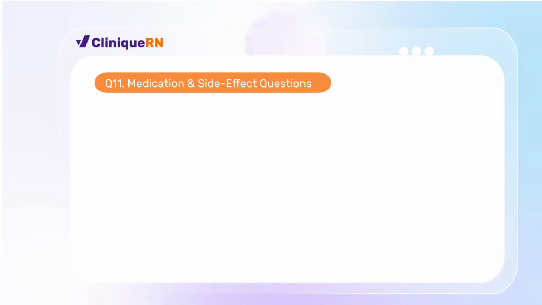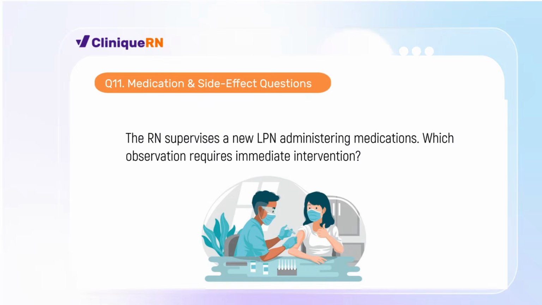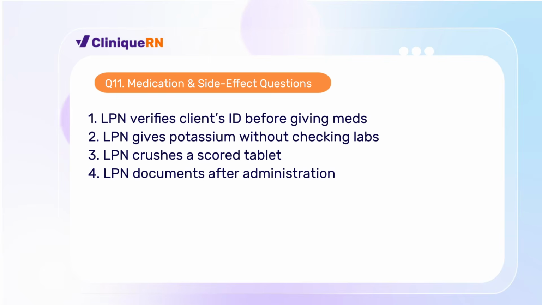Question 11. The RN supervises a new LPN administering medications. Which observation requires immediate intervention? 1. LPN verifies client's ID before giving meds. 2. LPN gives potassium without checking labs. 3. LPN crushes a scored tablet. 4. LPN documents after administration.